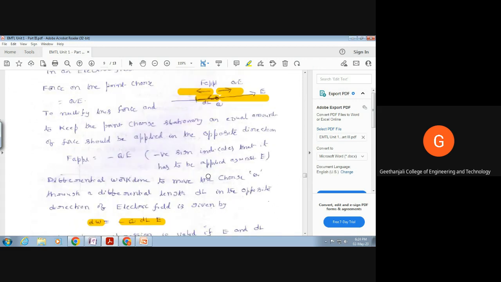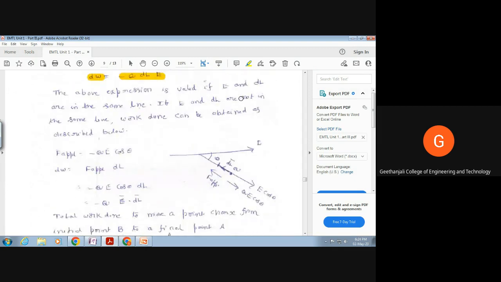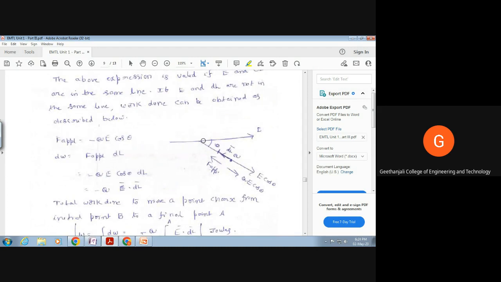In this particular example, we are trying to move this point charge exactly opposite to the direction of electric field. Electric field intensity is acting along this direction, and I'm trying to move this point charge through a differential length dl, which is in the same line as the electric field intensity, but opposite to its direction. But this could be a general situation. The electric field intensity E would be acting along this direction, and I want to move this point charge of Q coulombs through a differential length dl. The difference is dl and E are not in the same line.